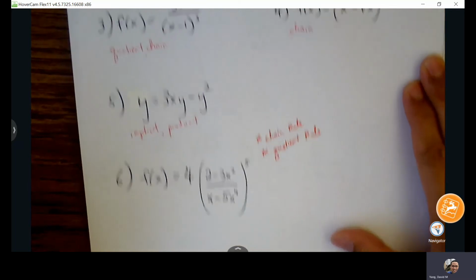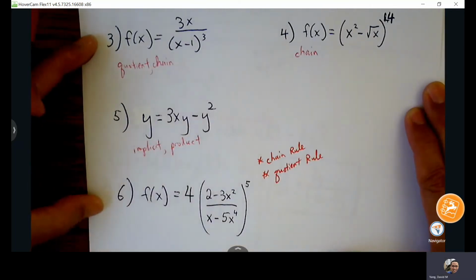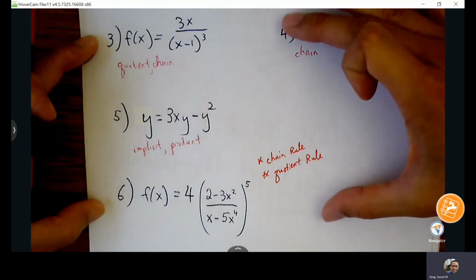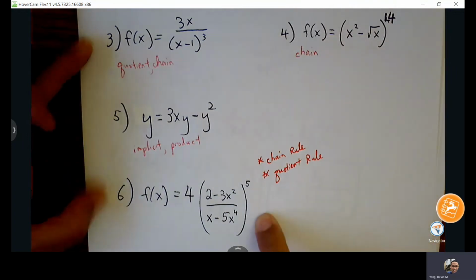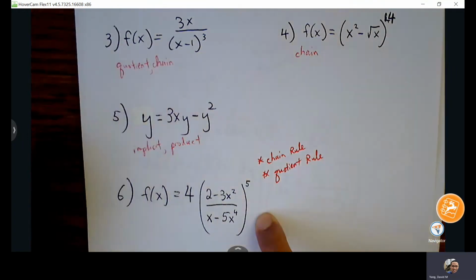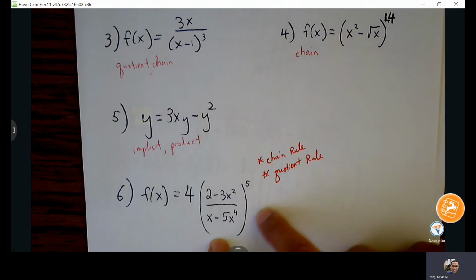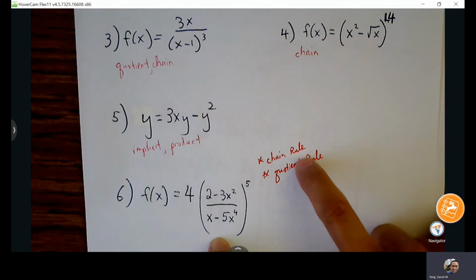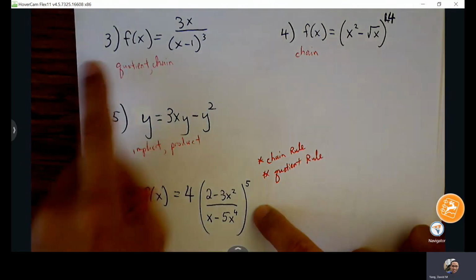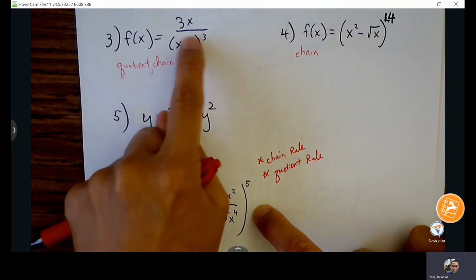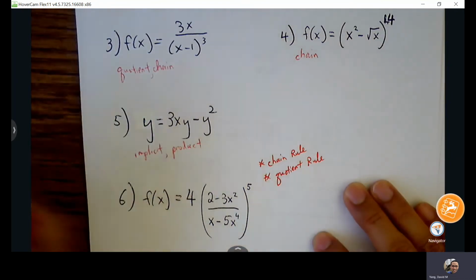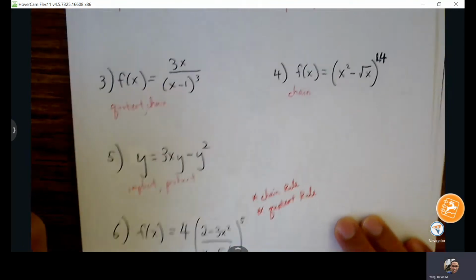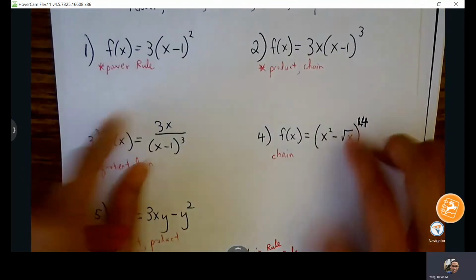So do you see the distinction between number 3 and number 6? They both involve quotient and chain, but the placement of the parentheses tells us which one to do first. Right, so for number 6, parentheses is over everything, chain rule comes first. Number 3, parentheses is only over a portion of the problem, that means the other rule comes first, in this case, quotient rule.